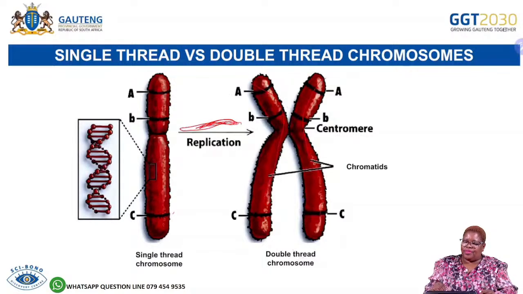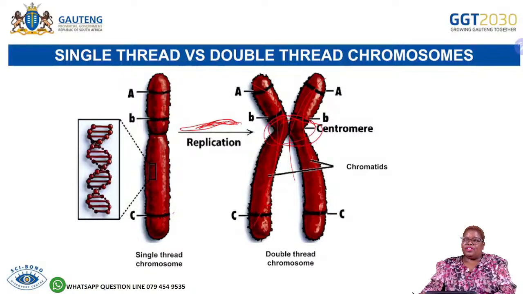Now the double thread chromosome, if you look at it, it gives us what? A chromosome. Before replication takes place, we've got a single thread. You can refer to it as a chromatid, all right? So before replication takes place, talk about the single thread chromosome. After replication has taken place, it leads to double thread chromosomes. Double thread chromosomes are made up of what? Two chromatids joined together at the area called the centromere.